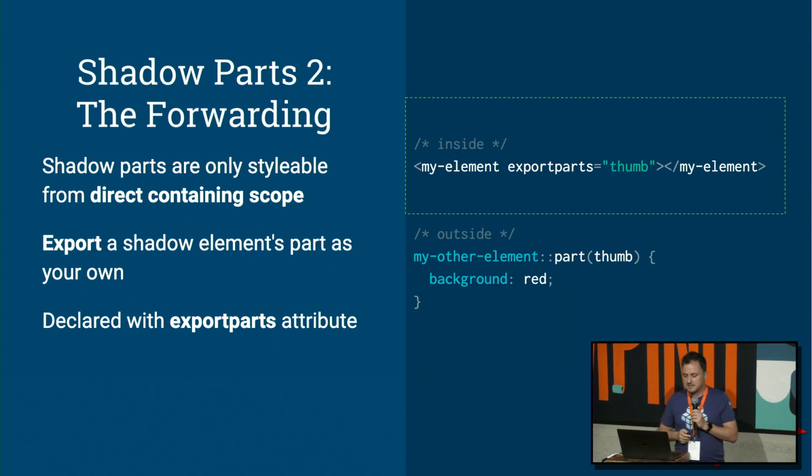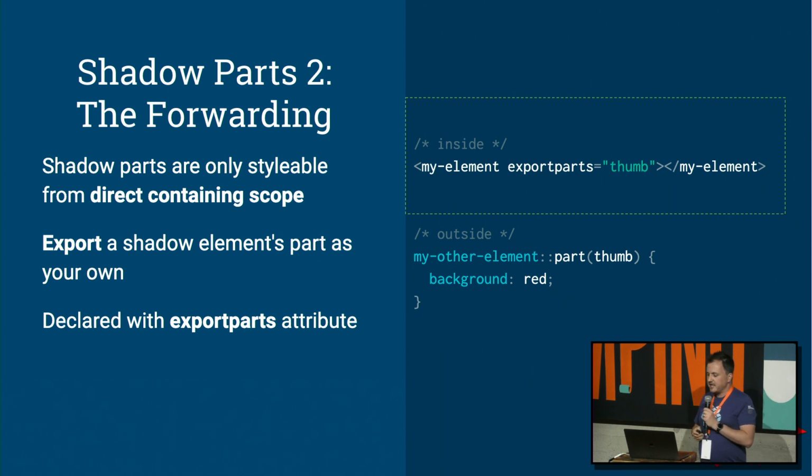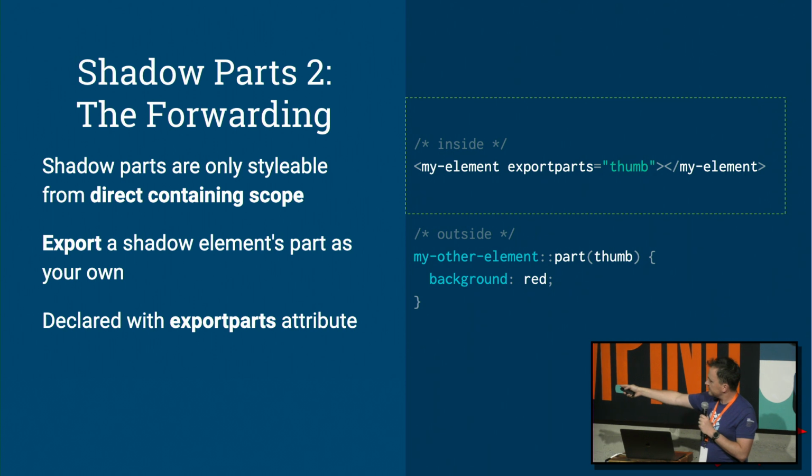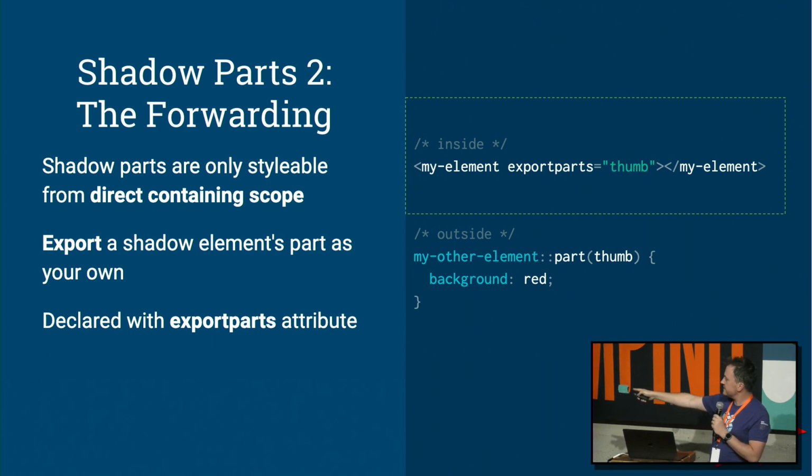So the way you do that is by forwarding a part with the exportparts attribute. So here we have some component that's going to be using the my-element we had on the previous slide, and it's going to say I want to export its thumb part. And that means that this component is now also going to have a thumb part. And then you can style it with this other element selector here, and we're going to select the thumb, and that also styles that there.